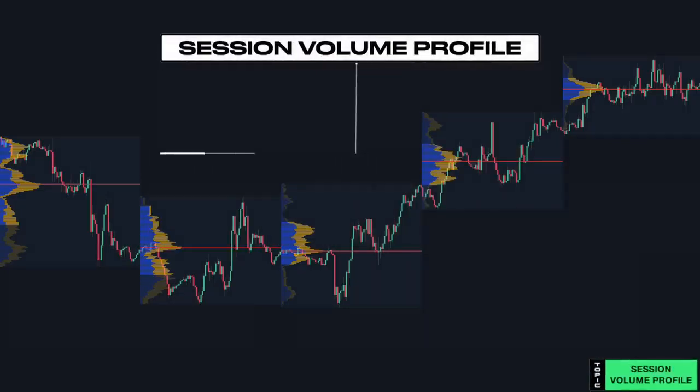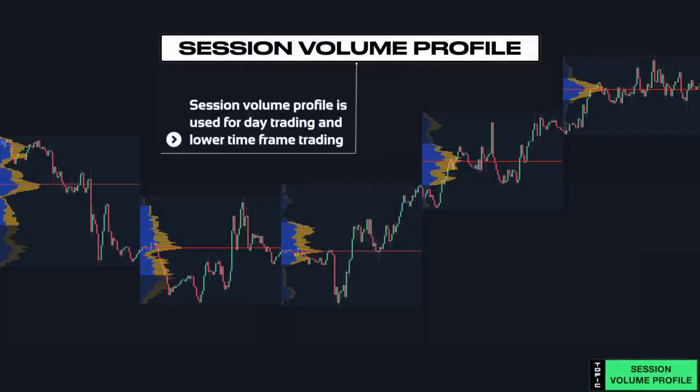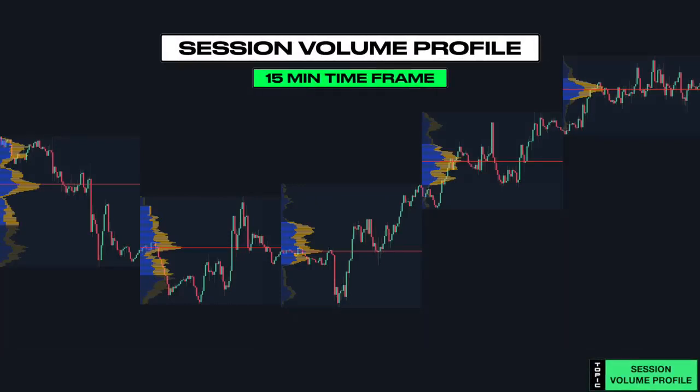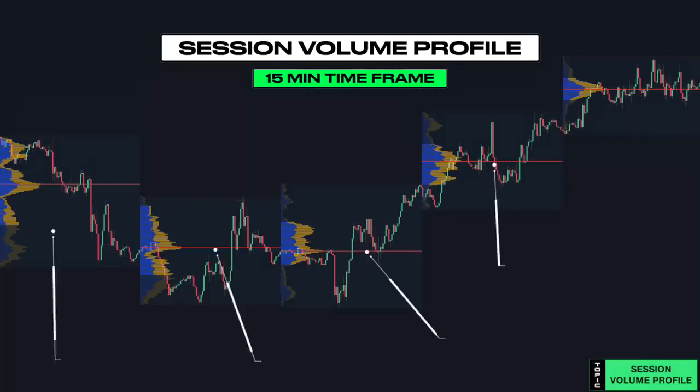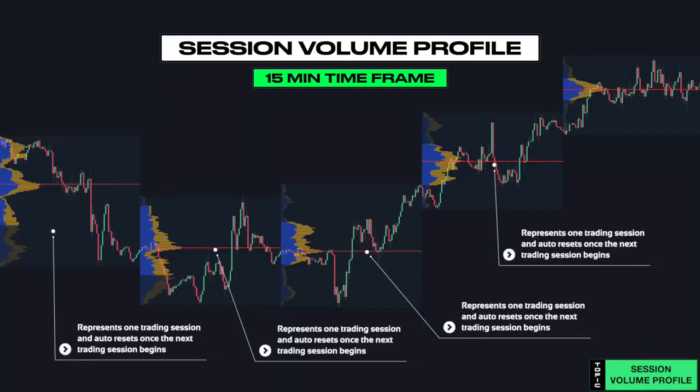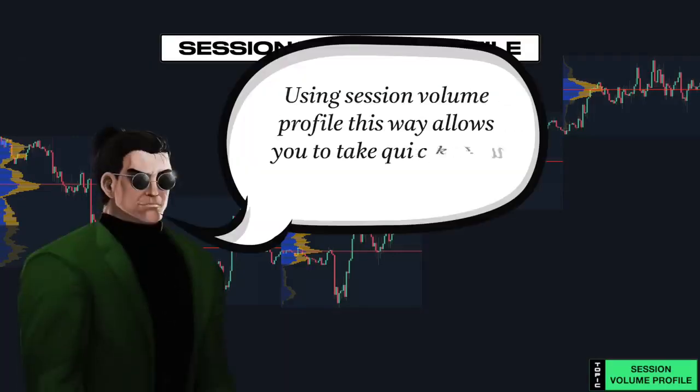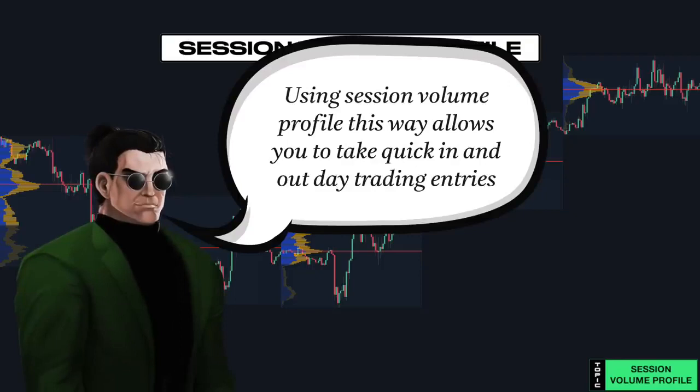Session volume profile is what you use when you are a day trader and lower time frame trader. This is the 15-minute time frame. Notice how you see multiple separate volume profiles. Each one of these represents one trading session, and it auto resets once the next trading session begins. Using the session volume profile allows you to take quick in and out day trading entries.